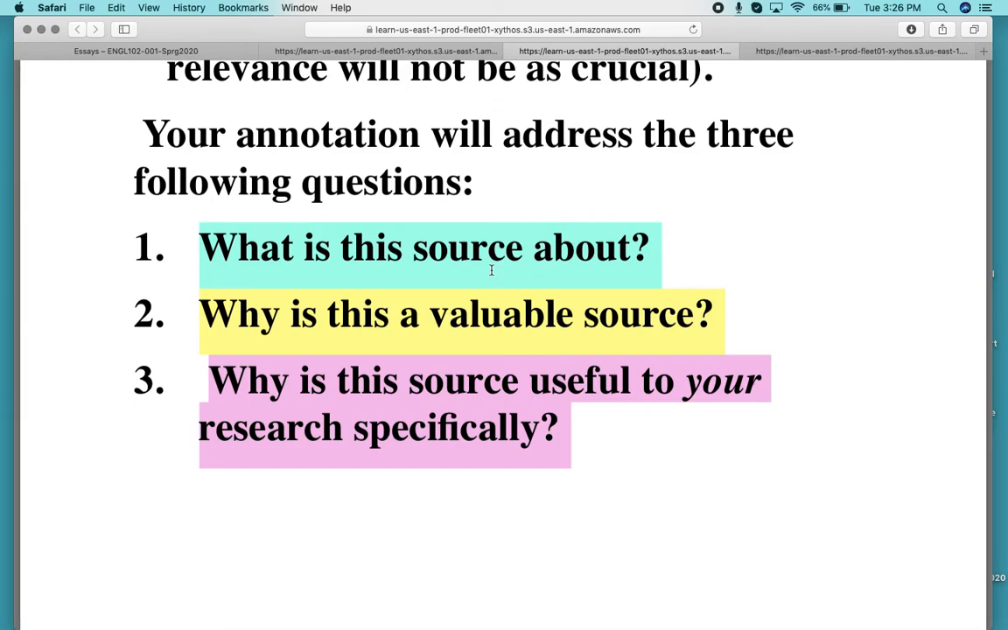You're going to give a brief summary of the source. You're going to explain why it's a valuable source in general, to anyone doing research. You can also talk about the credibility or reliability of the source. And then specifically, why is the source useful to your research? Why is this source really valuable to the essay that you're writing?